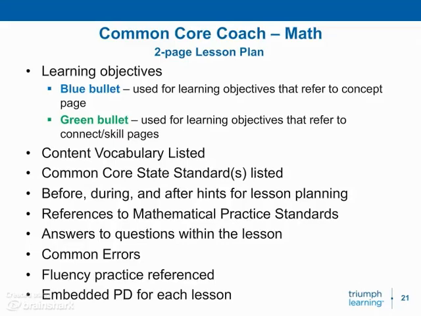Learning objectives are highlighted in blue and green, blue for concept lessons and green for the objectives of the Connect skill pages. Domain-specific vocabulary, standards, and hints for teaching before, during, and after the lesson are listed. The lesson plan also references these standards for mathematical practice and offers the answer to questions within the lesson. Common errors are listed, and there are fluency practices at the back of the teacher manual to reproduce for students. These are called for specifically on certain lessons within the book.